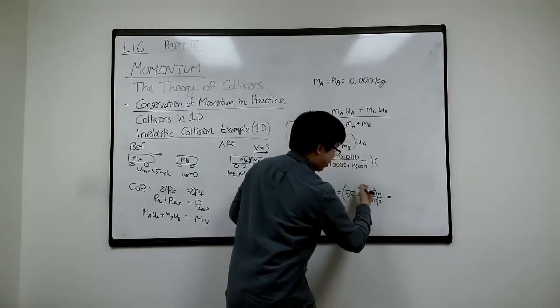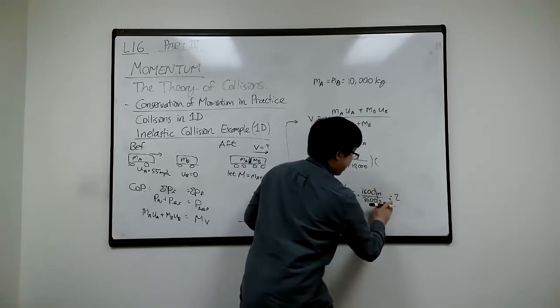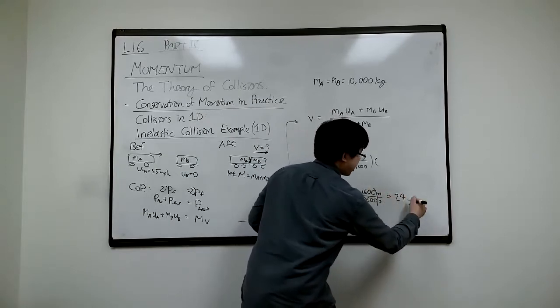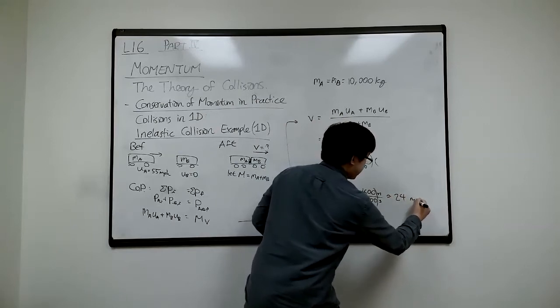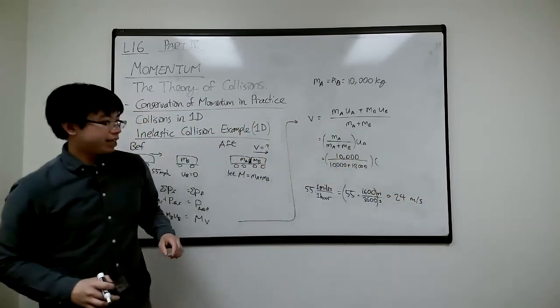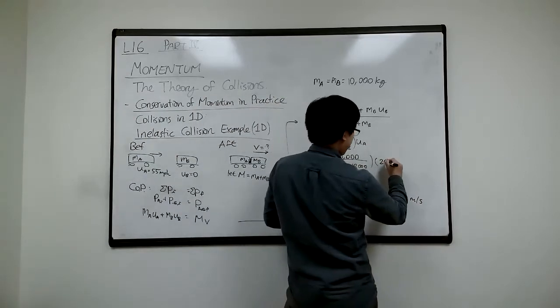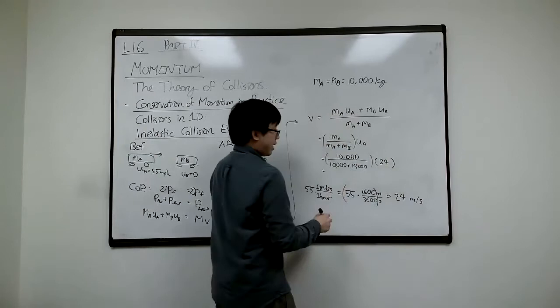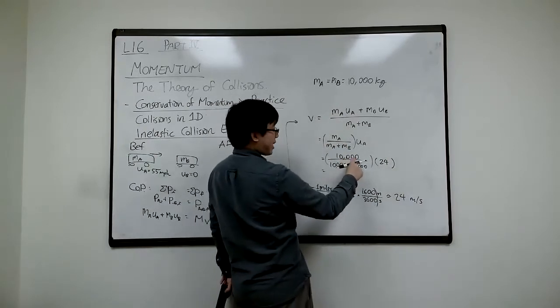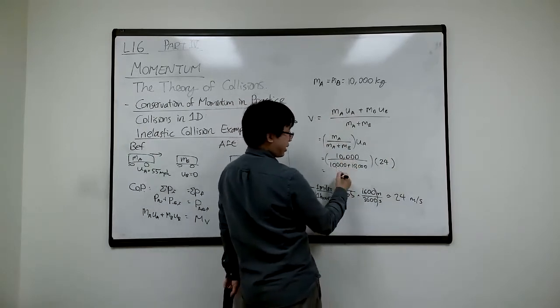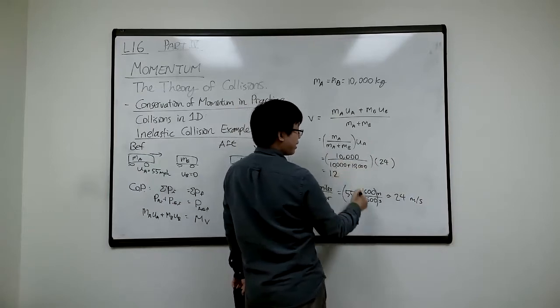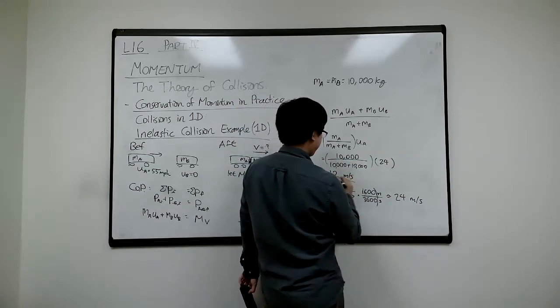I think I did this earlier. You can double check my math. I think it's 24 point something, but let's just work with 24 meters per second for two significant figures. Okay, yeah, you can double check that. So over here, we'll plug in 24. And this is 10,000 over 2,000. So that's really just 1/2, right? So that's 12 meters per second.